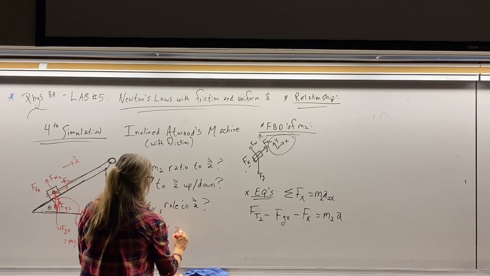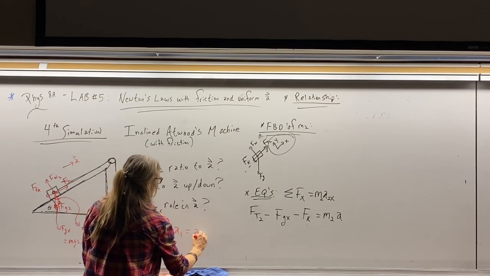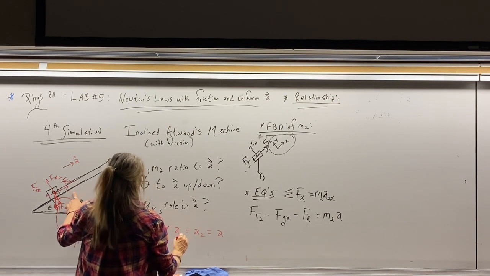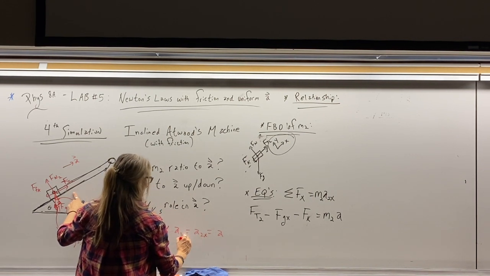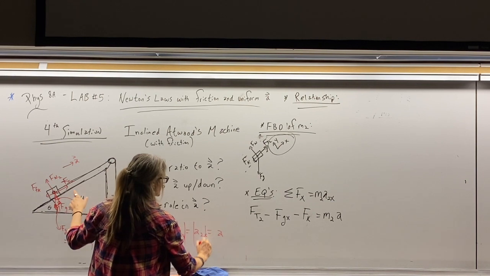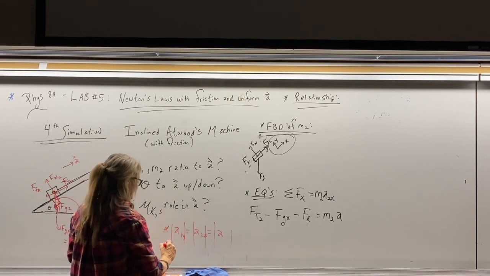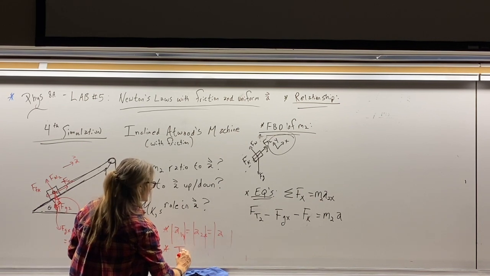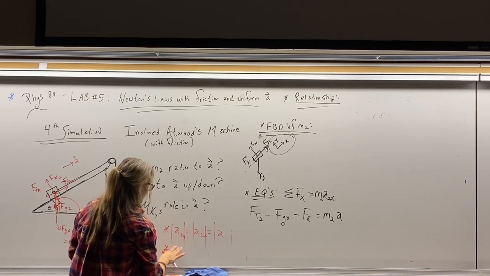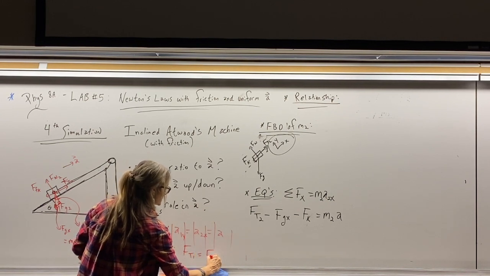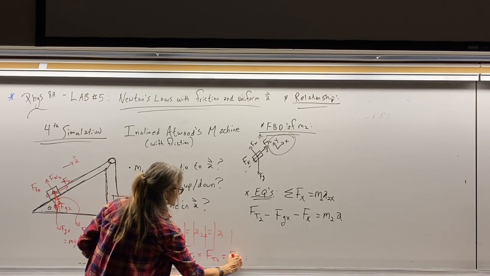So a1 equals a2, which equals a. And this one is along the x direction, that one will be along the y direction. So the magnitudes are equal again, so I could drop that. The same with the tension. So we know that Ft1 equals Ft2, which equals Ft.